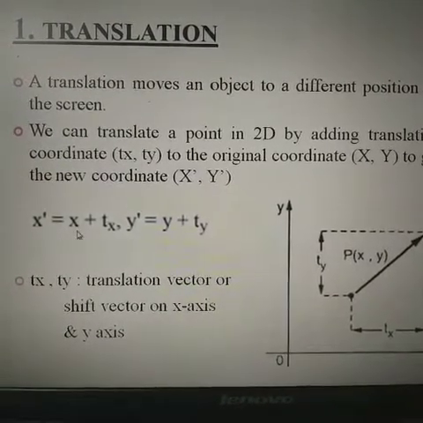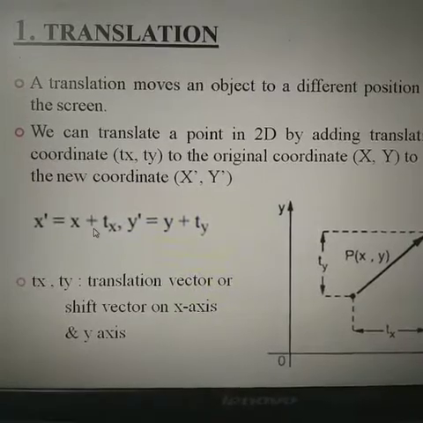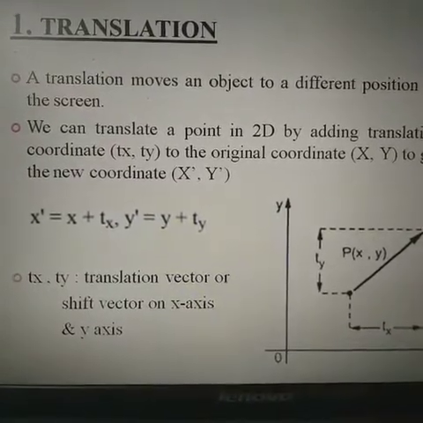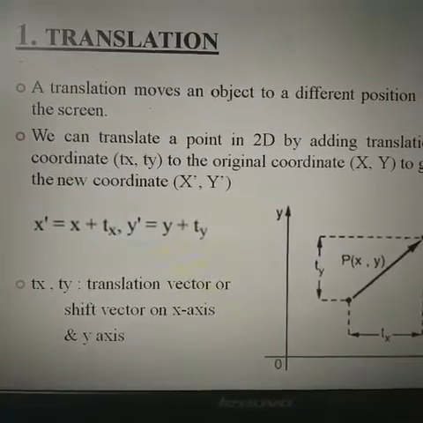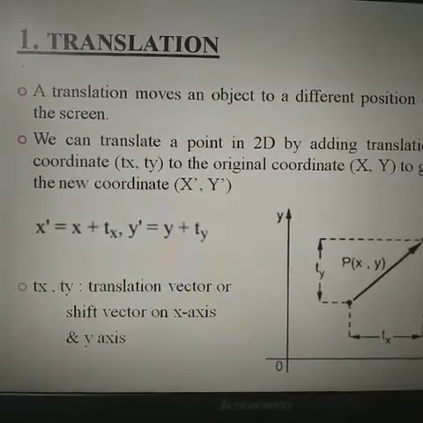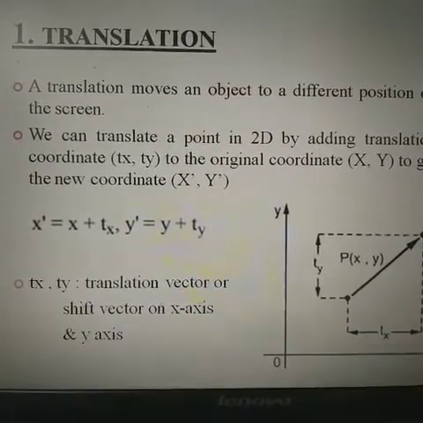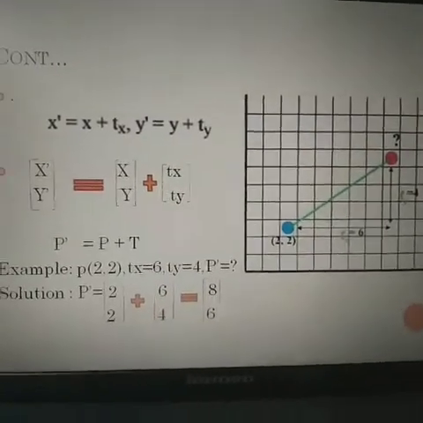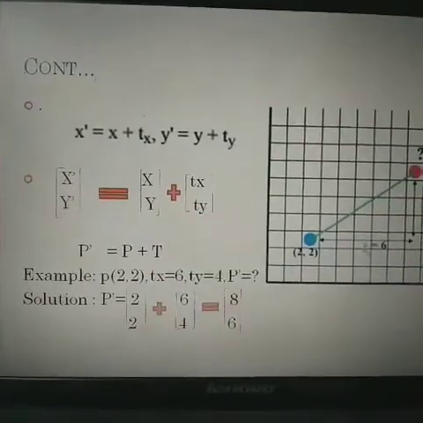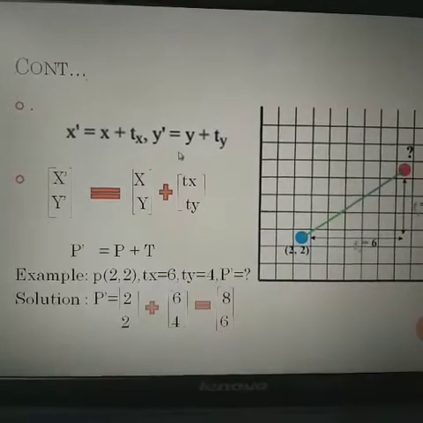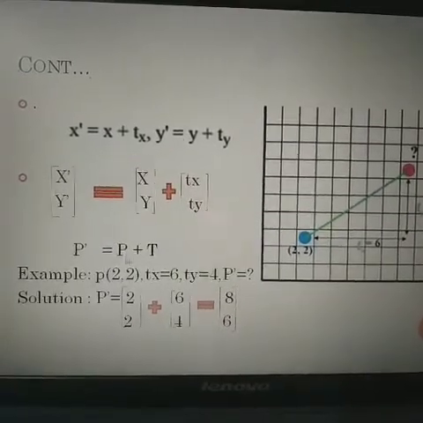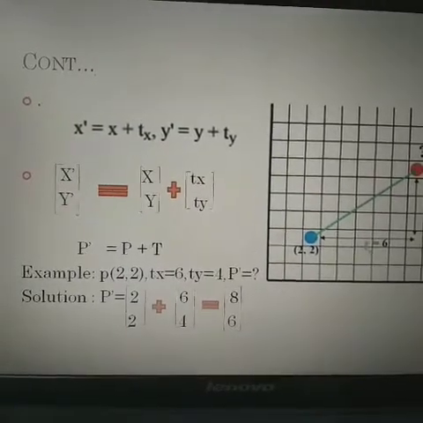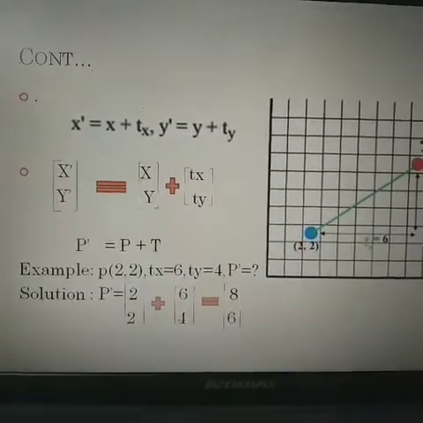So x' is represented by x' equals x plus tx, how much translation is happening along x, and y' equals y, the actual value, plus however much we have to translate on the y-axis. We add both. For example, we get these values like this: x and y, tx and ty, and the point that is to be placed after the translation is P' equals P plus T.